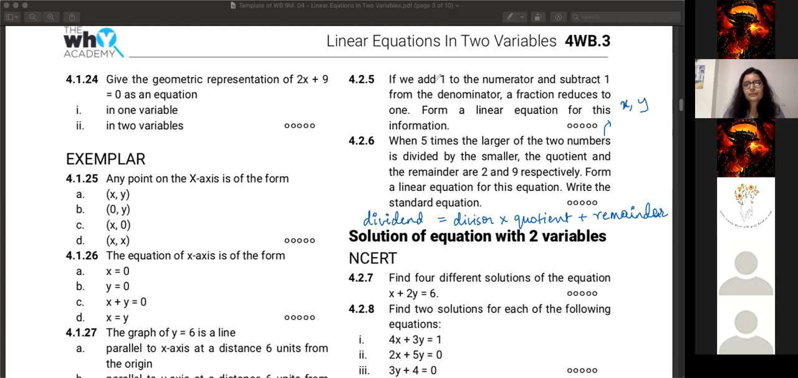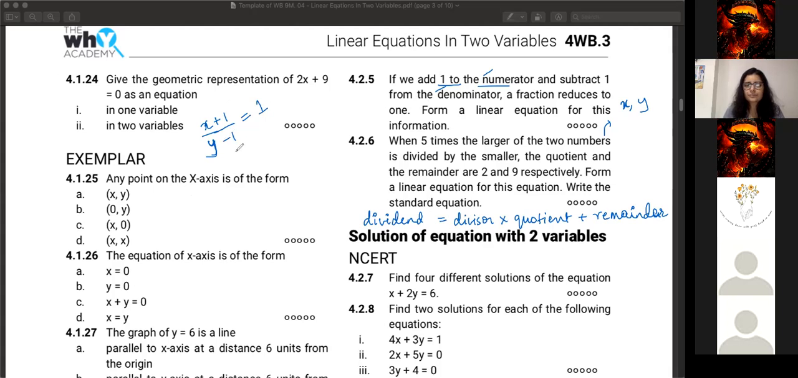Yes, so add 1 to the numerator and subtract 1 from the denominator. So when we talk about numerator, denominator, fraction hai, we don't know what that fraction is. Some x by y fraction. Now, क्या हो रहा है? If you add 1 to the numerator, तो numerator में जो भी है, add 1 to it and subtract 1 from the denominator. So whatever is the denominator, subtract 1 from it. फिर वो fraction बन रहा है 1. Fraction reduces to 1, becomes equal to 1. Yes, ma'am. I got this question.